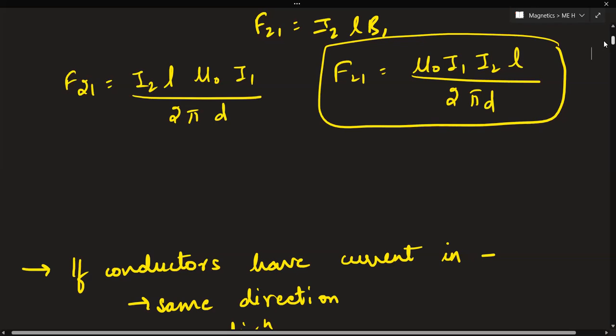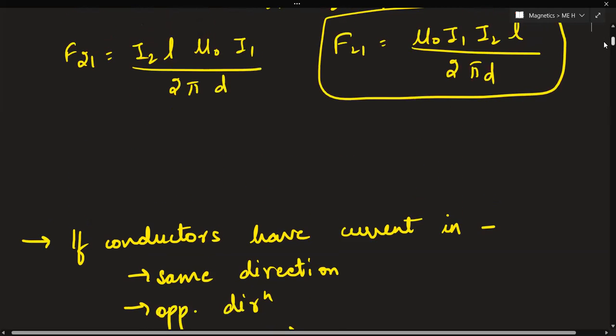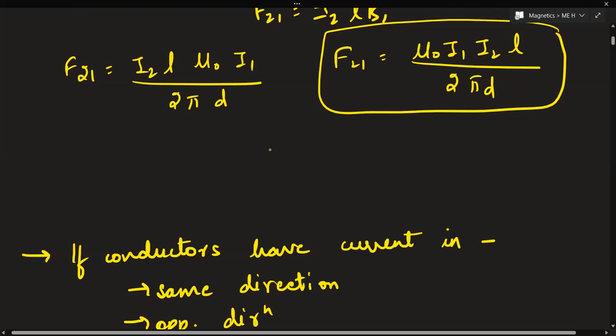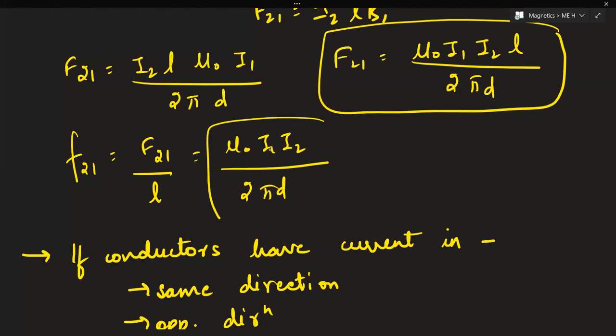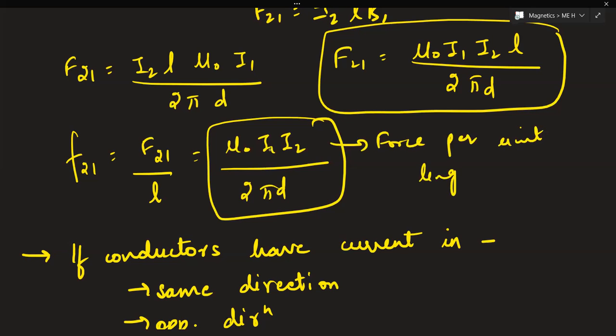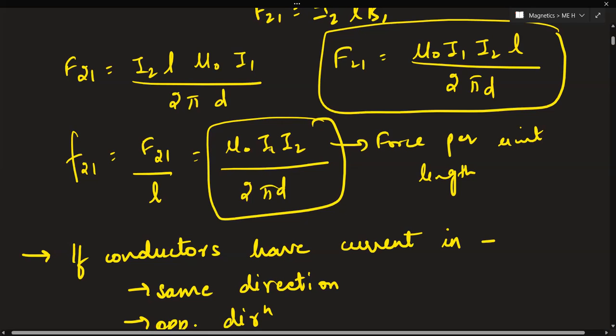Now, what if I divide by the length L? F21 divided by L, this L if I transpose, that becomes mu naught I1 I2 divided by 2 pi d. So this formula is the force per unit length. Be aware of the question: is it asking you only for the force? Then you have to multiply it by the length. If it is asking for force per unit length, you just have to solve this much part.